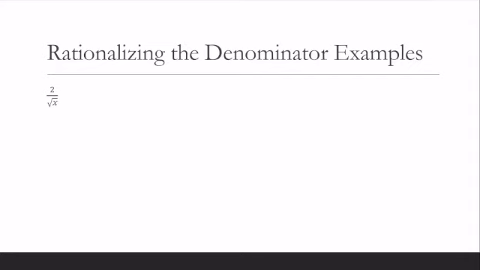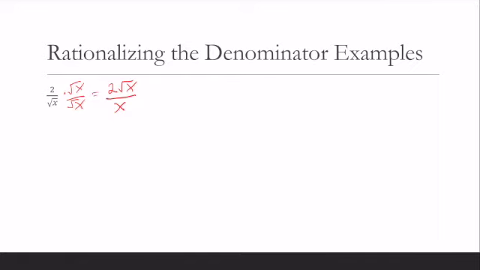So here I have 2 over the square root of x. I'm going to multiply by the square root of x over the square root of x. That gives me 2 square root of x over x. And that is my rationalized denominator.